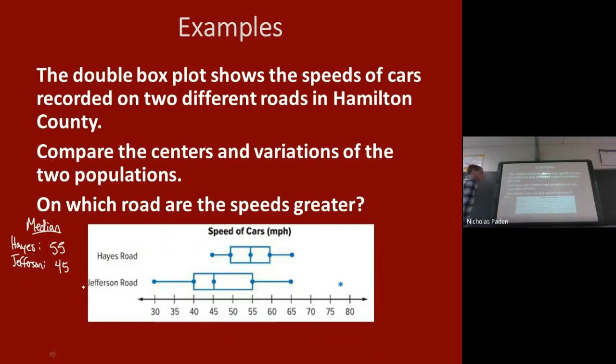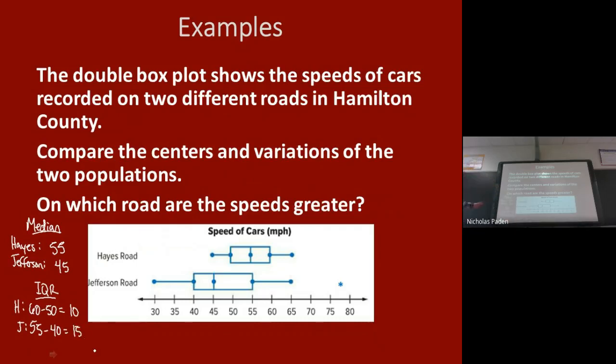Okay. So then we've got the IQR, which is the measure of variation. For Hayes, we need to subtract Q1 from Q3. Q3 is at 60, Q1 is at 50, so 60 minus 50 would be 10. That's pretty close together. And then Jefferson Road, Q3 is at 55 and Q1 is at 40. So subtract those two. 55 minus 40, which is 15.